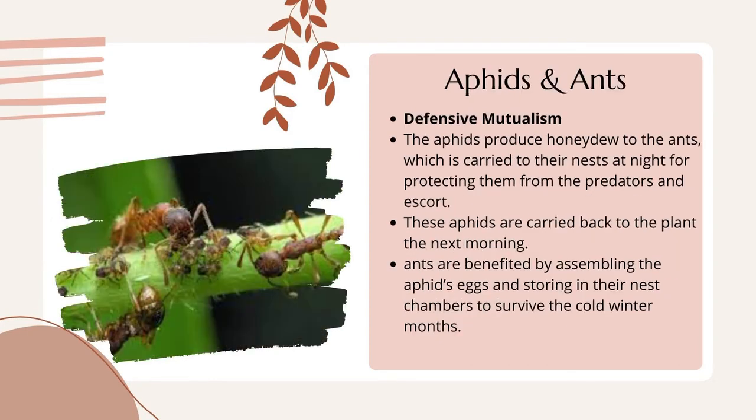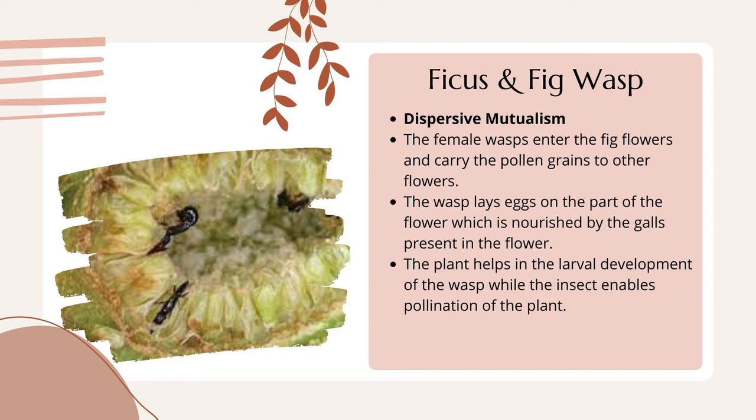Aphids and ants is a defensive mutualism. Aphids produce honeydew for the ants, which is carried to their nests at night, protecting the aphids from predators and escorts. Ants benefit by collecting the aphid eggs and storing them in their nest chambers to survive the cold winter months. Ficus and wasps is a dispersive mutualism.